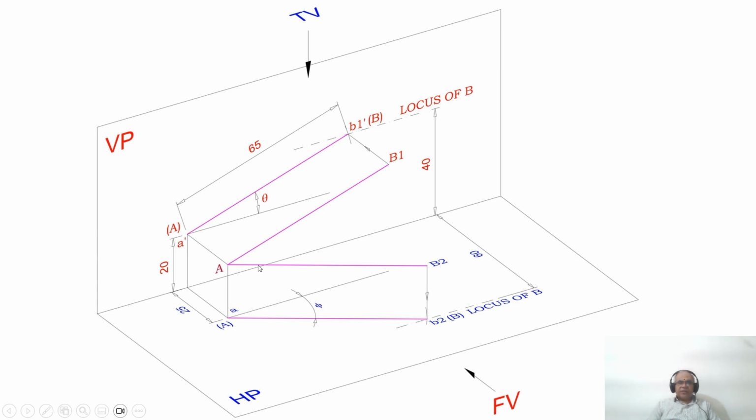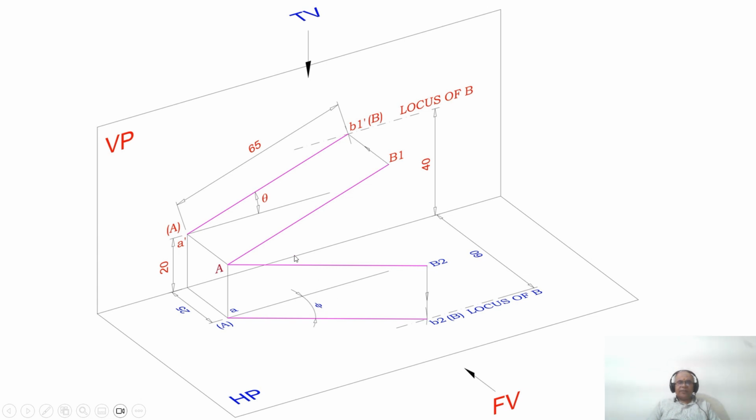Now the line is parallel to HP. Once you look from the front view, I can see the distance above HP by 20 mm and here also I can see the distance above HP by 20 mm. Since the line is parallel to HP, we are getting the true length in HP. So what is the length of the true length? The length of the true length is 65.